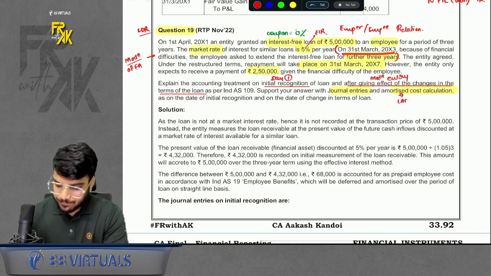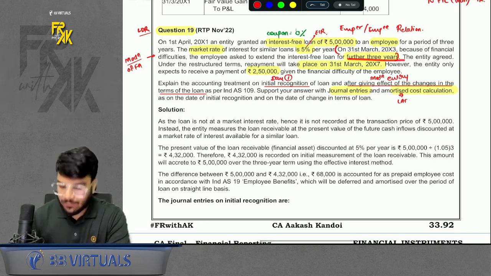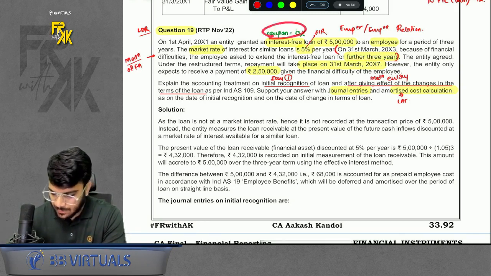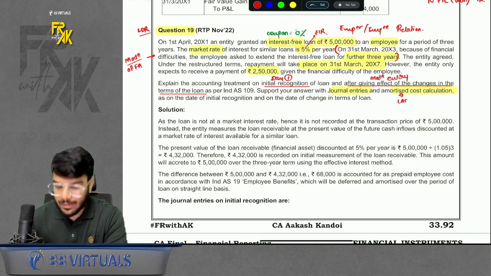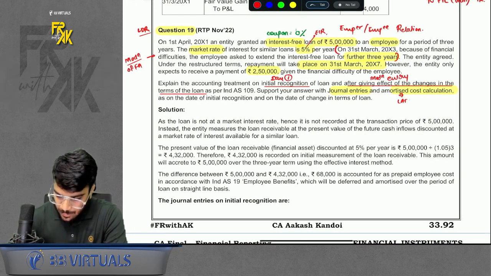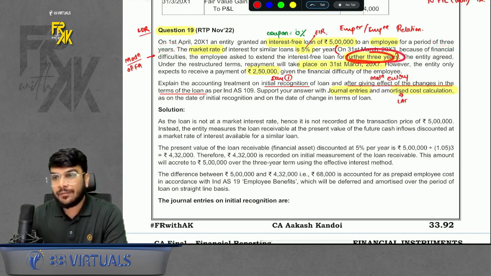Okay. Then it is said that on 31st March 13, there was some modification. Modification we will see later on. So coupon 0, an interest-free loan of 5 lakhs, EIR is 5%. How to solve this? Acha, let's discuss the modification also. So originally the loan was only of how many years? It was only of 3 years, right? But we extended the term by a further 3 years.